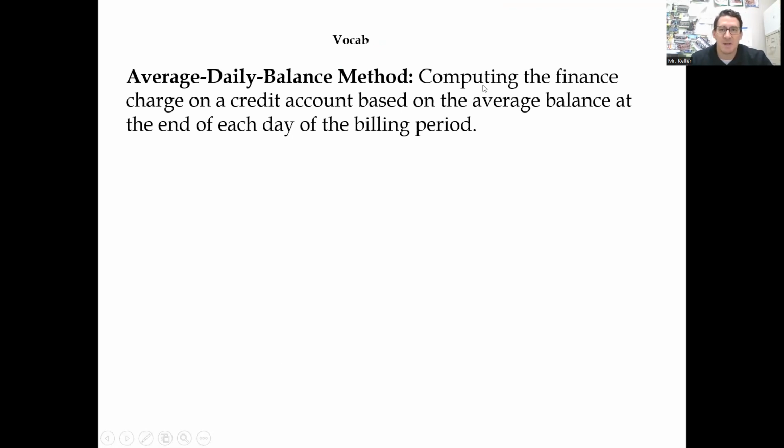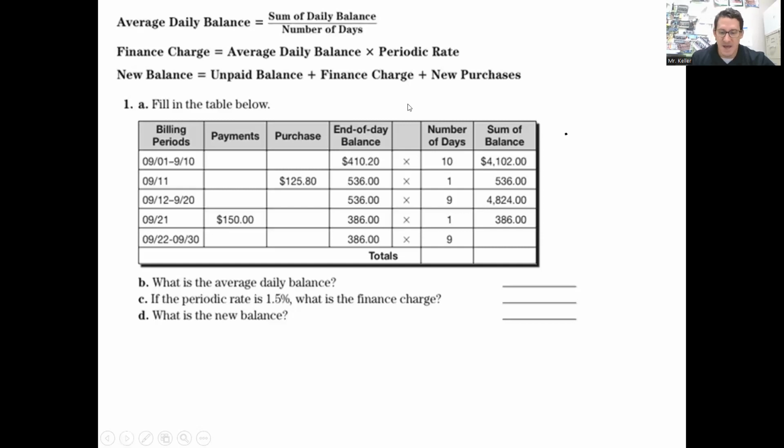The average daily balance method is computing the finance charge on a credit card based on the average balance at the end of each day of the billing period. So they take how much you owe throughout the month, take an average of that, and then calculate the finance charge based on that. So let's get to this example real quick. Make sure you're paying attention to the formulas at the top of the note sheet.